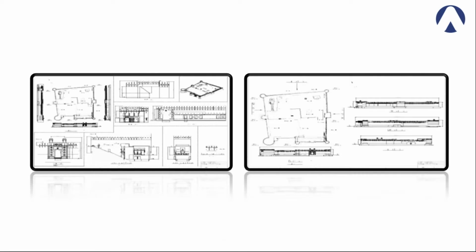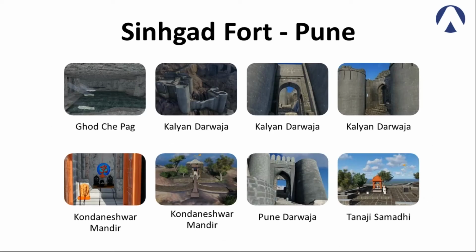And you get the architectural drawings: plan, elevation, sections. Now this is the second fort, in Pune. We are seeing all the images. The Sinhgad Fort, Pune, which is located around 40 kilometers from Pune city. This fort is an ancient fort. This has 26 historic structures.